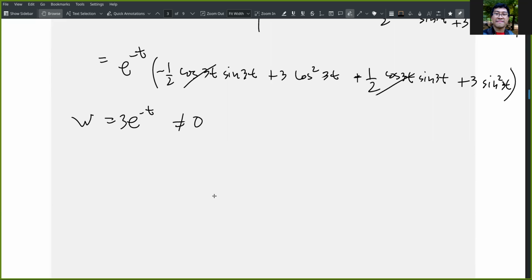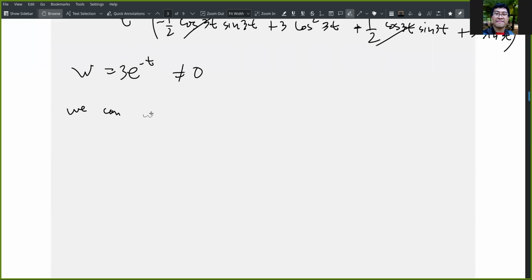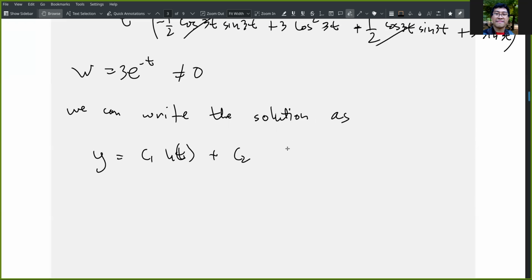So we can write the solution as y equals c1 u(t) plus c2 v(t), or e to the minus t over 2 times c1 cosine 3t plus c2 sine of 3t.